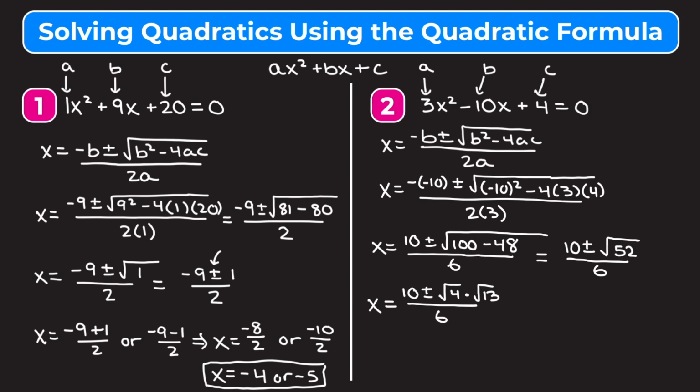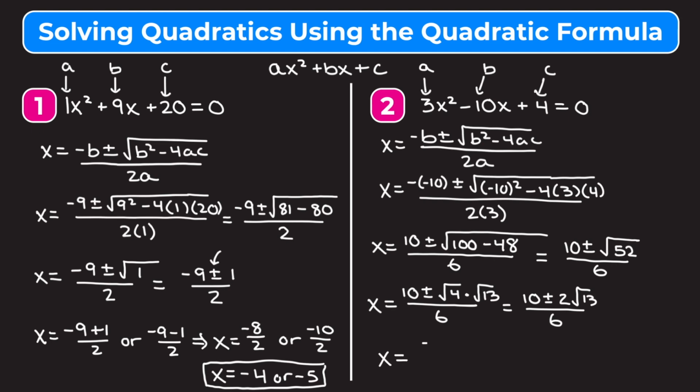That's over 6. And then we're going to write this as 10 plus or minus the square root of 4, which is 2. So we get 2 times the square root of 13 over 6. And now we just want to simplify a little bit more. So we can divide 10, 2, and 6 by 2. We're going to want to do that to simplify our answer.